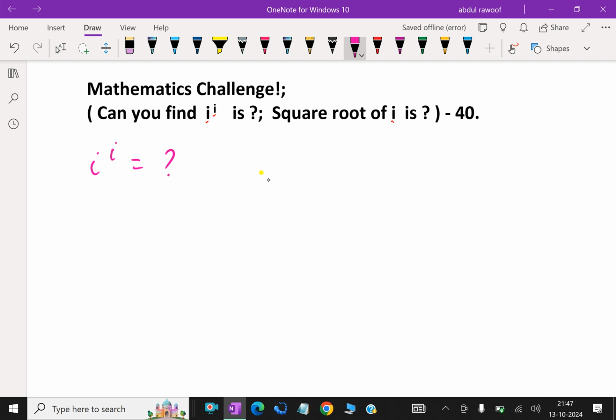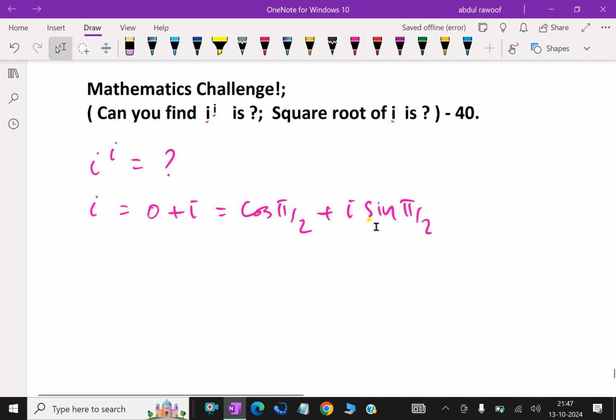Now let i equal 0 plus 1i. By trigonometric functions, we can write 0 as cos pi by 2 plus i sine pi by 2, since cos pi by 2 is 0 and sine pi by 2 is 1. So we can express i as cos pi by 2 plus i sine pi by 2.